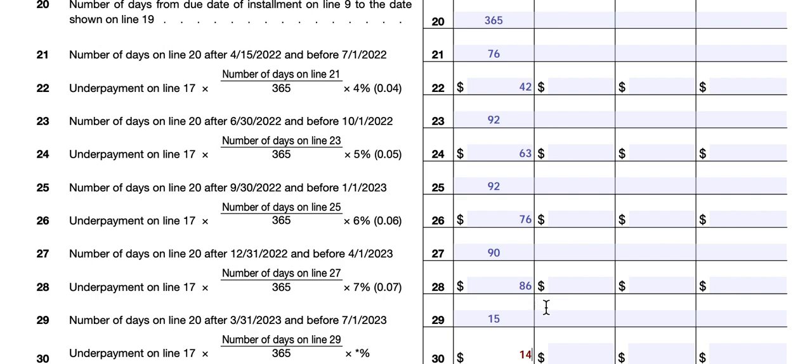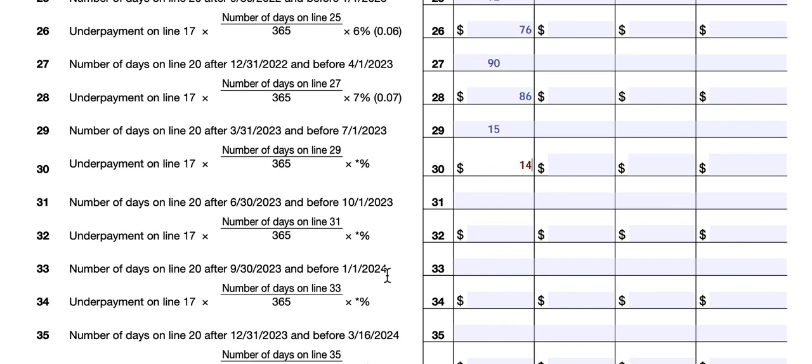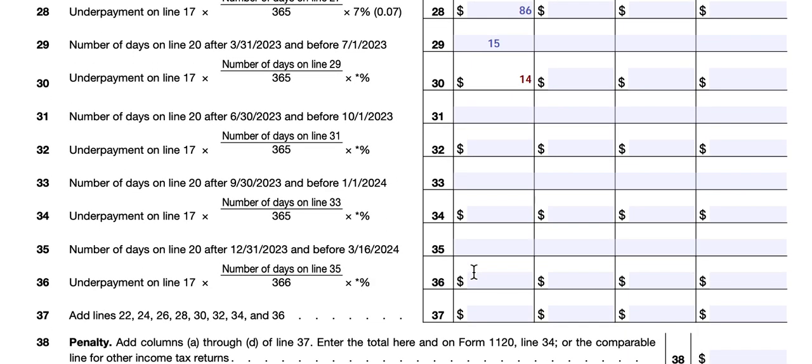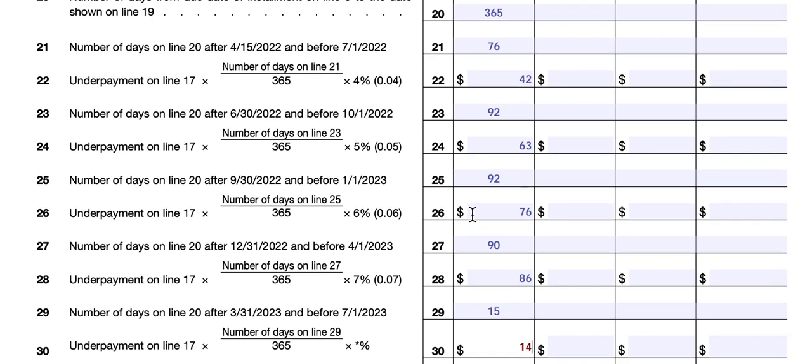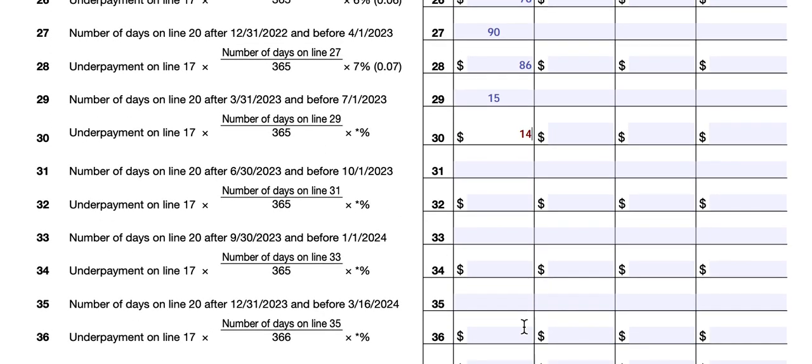So if you had additional payments afterwards where you're filing this form, then you would keep going through this and you would eventually get to the total. So in line 17, we're simply going to add lines 22 all the way down. We stopped at line 30, but you would keep going. So we're going to add all of this up, and we get $281.